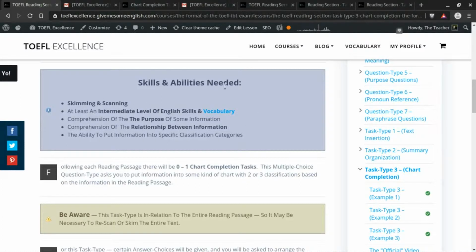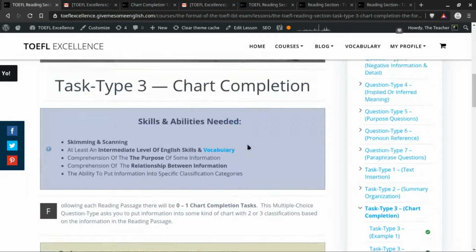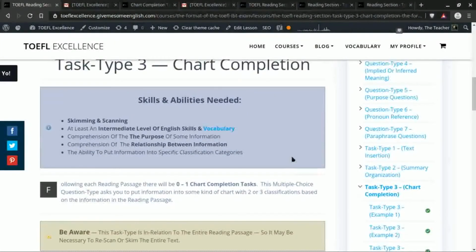So with the chart completion tasks, okay, once again, skimming and scanning are absolutely vital. Intermediate level of English skills and vocabulary, absolutely necessary, just like all of the other question and test types. The comprehension of the purpose of some information. Okay, that will become a little bit more clear when I show you some examples. And the comprehension of the relationship between information. Now, what I mean there is, what is this information referring to? However, you won't really know this as you're reading. You won't know it until you see how the chart is supposed to be completed.